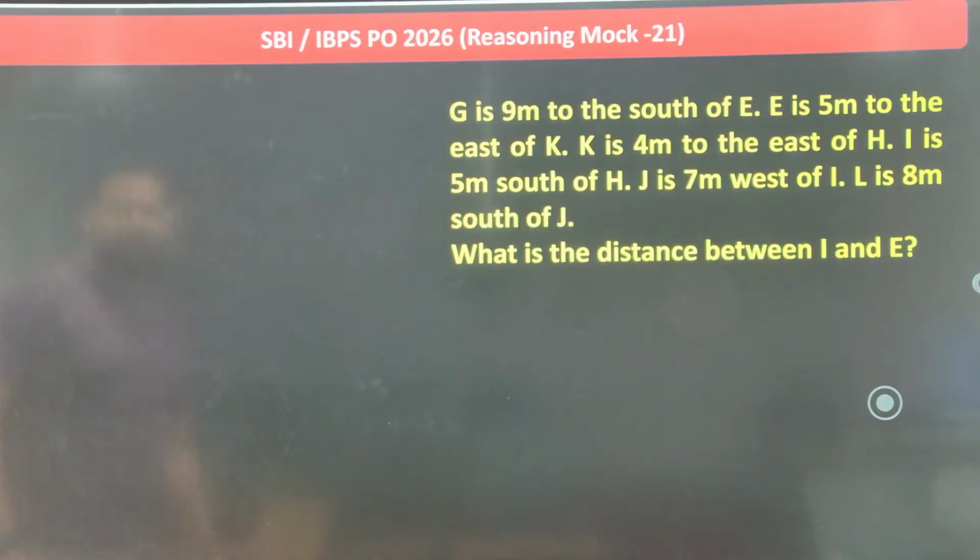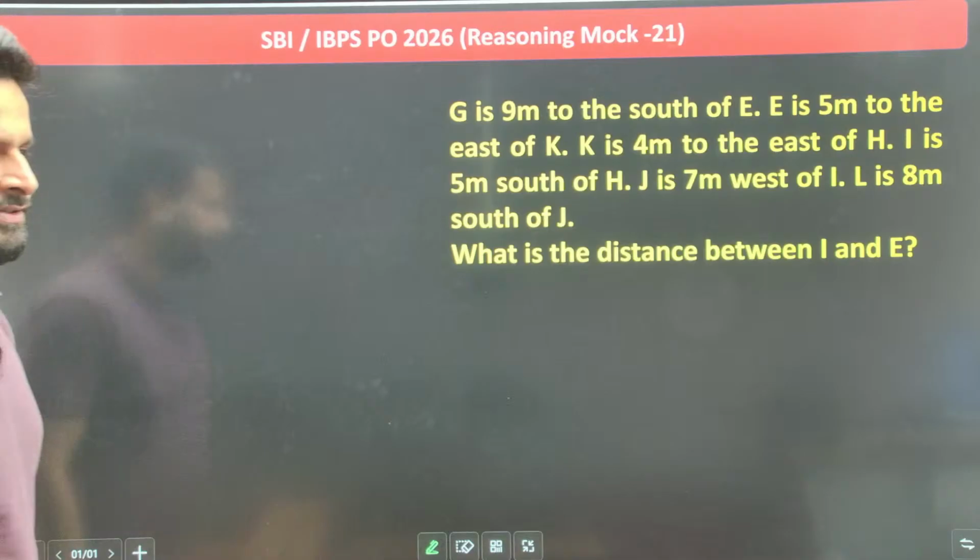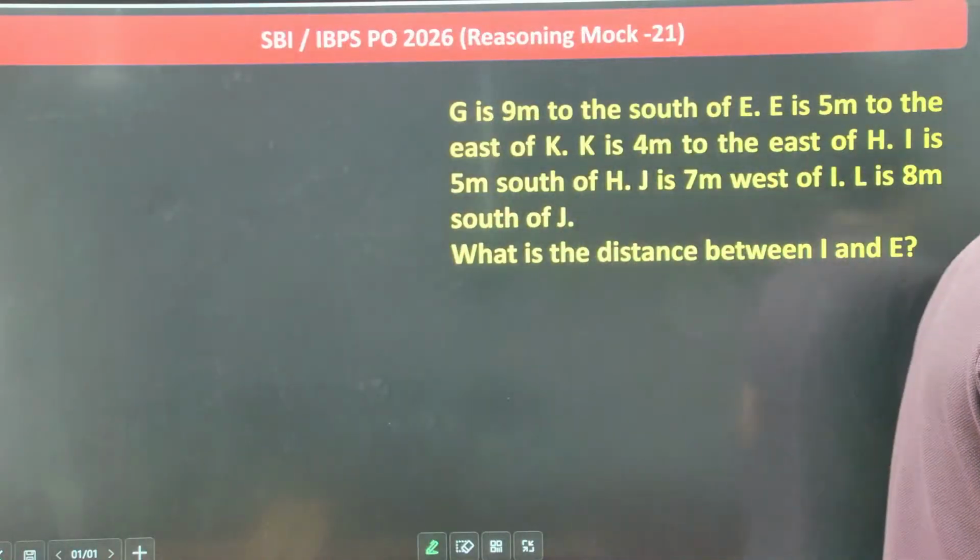What is the distance between I and E? Check this out. What is the distance between I and E?